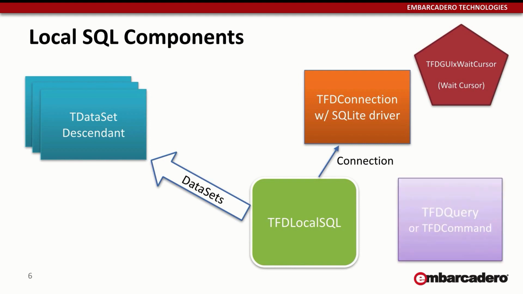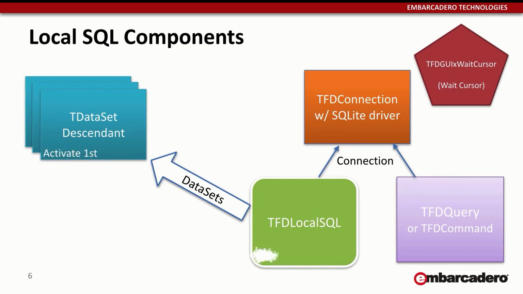Then you're going to put down an FDQuery or FDCommand, and you're going to put all your SQL in there that you want to execute against those datasets. And then you just have to activate everything. So you want to activate your datasets that are your source data first, then activate your local SQL second, and then activate your query component last so that it's able to pull the data.